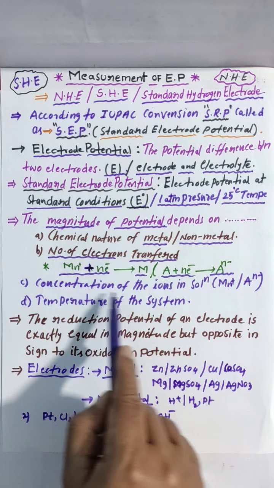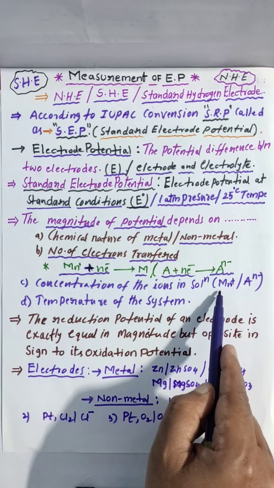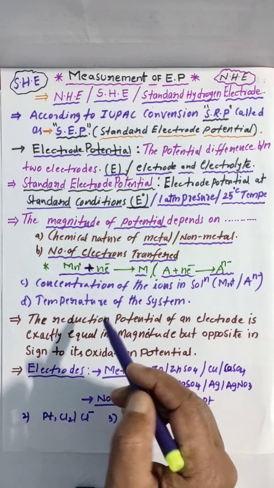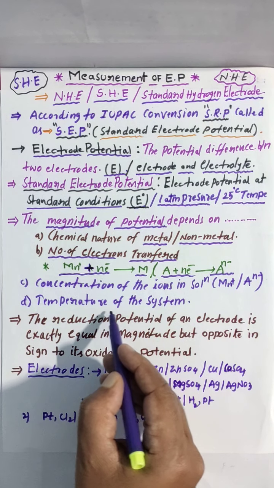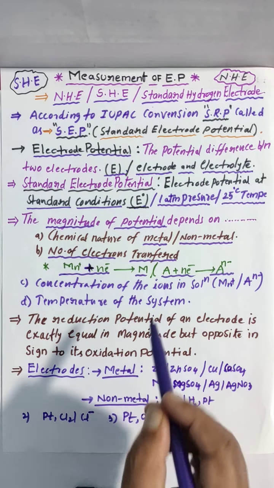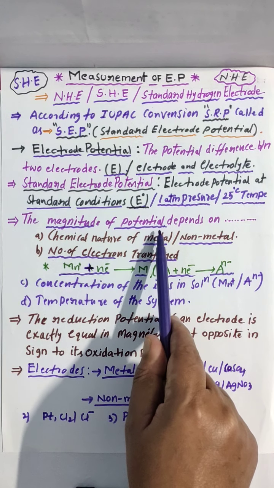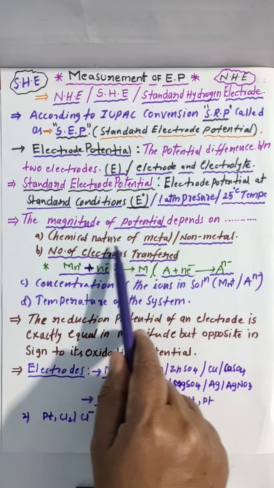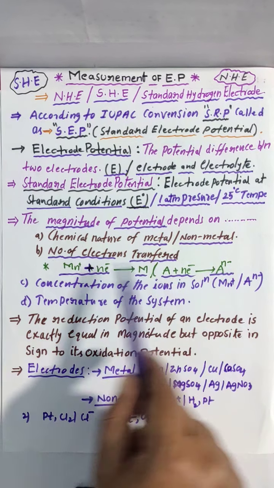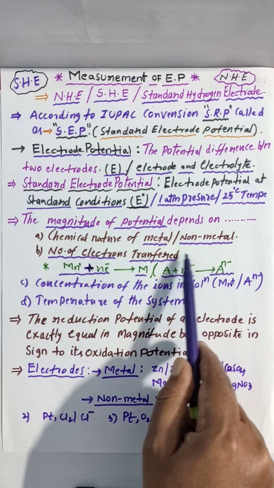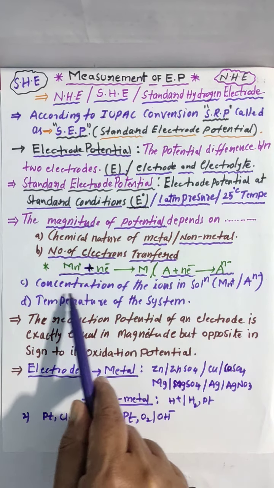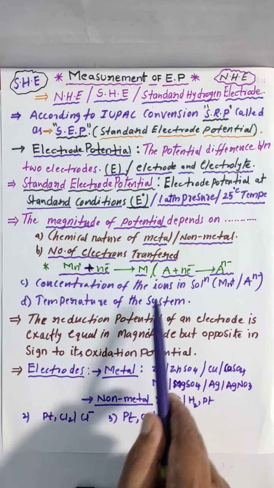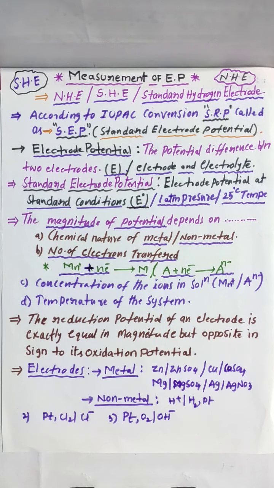So the magnitude of the potential depends on the number of electrons transferred. The third factor is the concentration of the ion in the solution: metal positive charge, non-metal negative charge. And the fourth factor is the temperature of the system. These four factors are very important for competitive exams.